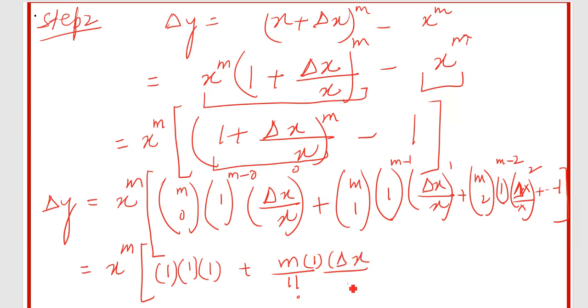And then delta x over x, plus here mC2 means m into m minus 1 divided by 2 factorial. This will be 1, and here we have delta x square over x square plus so on, minus 1. We will solve in the next question. It will be 1, right? Okay, I will solve for you.